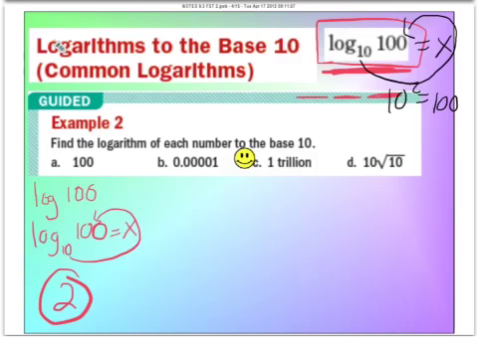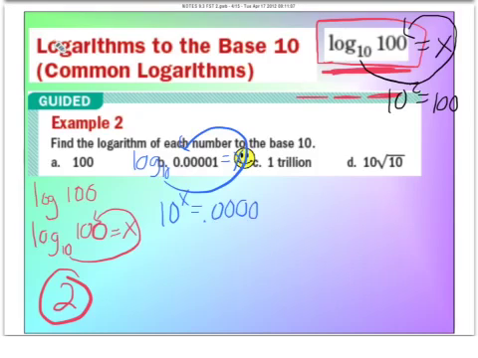Now, for the next one, we're just going to do this. Let's put log base 10 of 0.00001 equal to x. Rewrite it as an exponent, so it's going to be 10 to some power is equal to 0.00001.